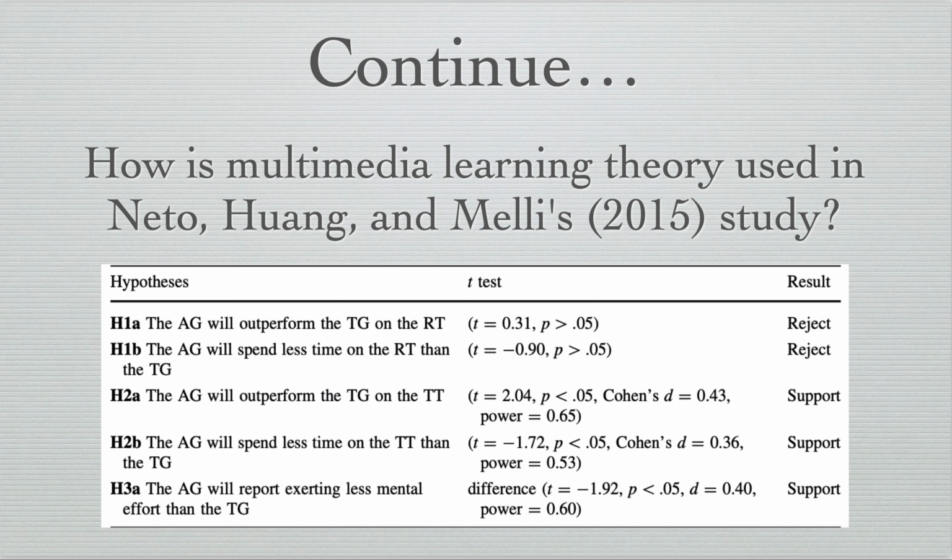To continue with how is multimedia learning theory used, in this chart above you can see that hypothesis 1, A and B, are actually rejected, but hypothesis 2, A and B, and hypothesis 3 are supported. This is because the internal consistency analysis of the retention test yielded a Cronbach alpha of 0.604, which is too low and needs to be above a 0.6 value.